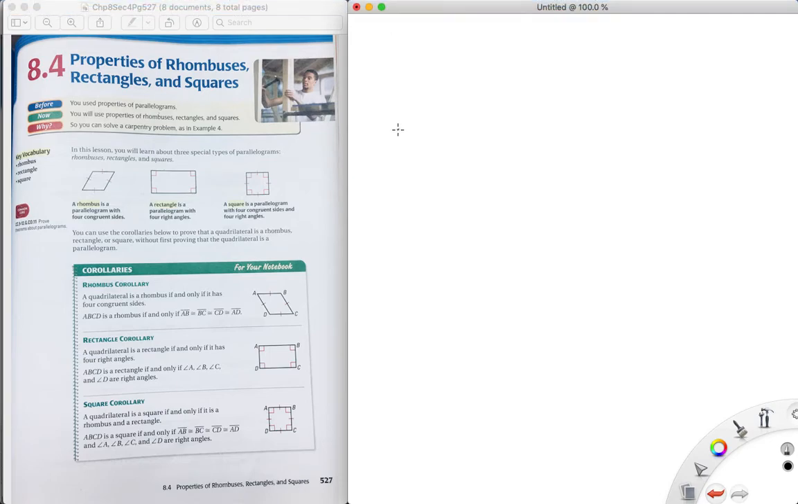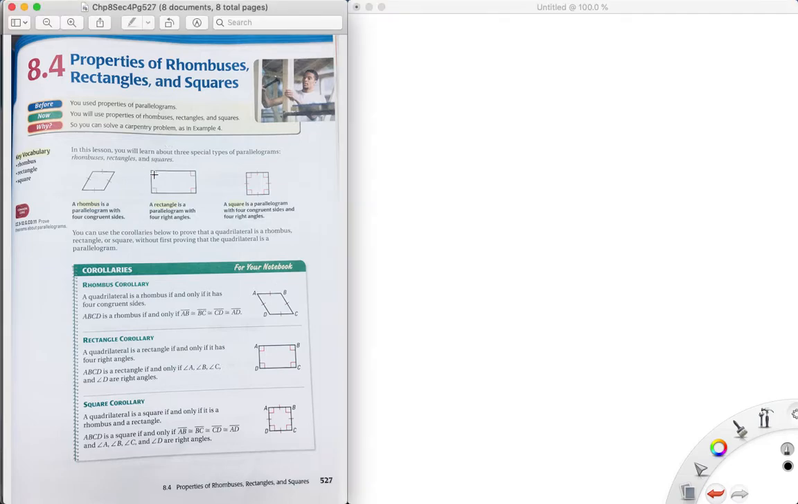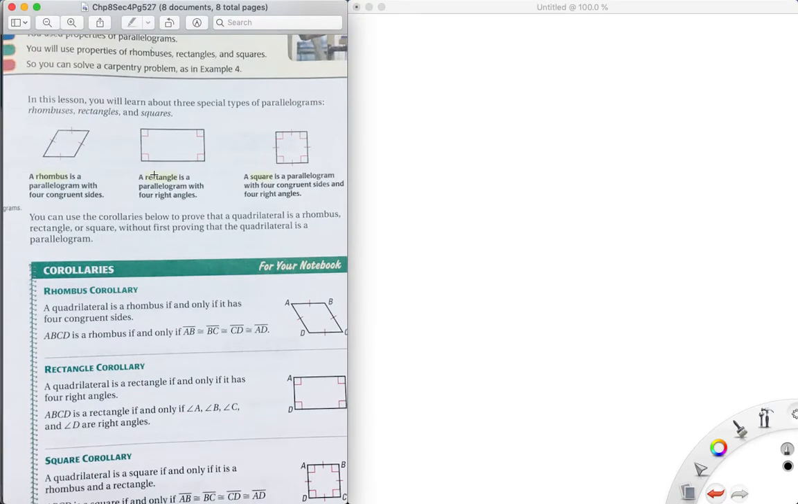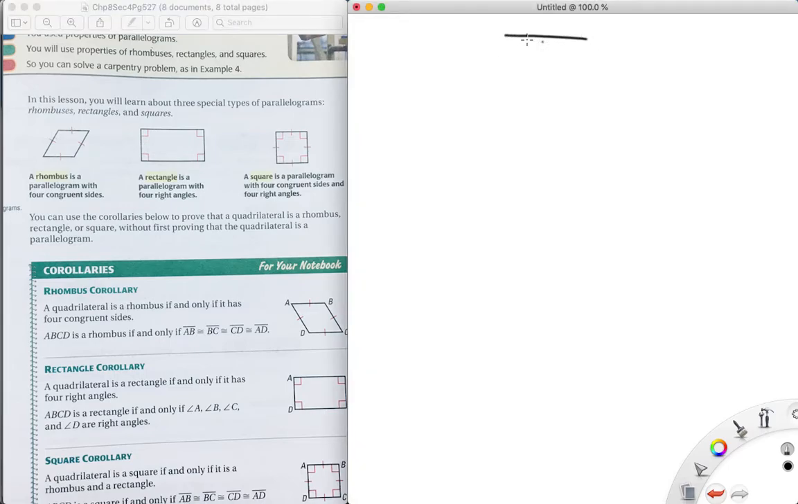Alright, this is Honors Geo, Chapter 8, Section 4: Properties of rhombuses, rectangles, and squares. So we talked about a parallelogram, right? We said a parallelogram is a quadrilateral in which opposite sides are parallel.